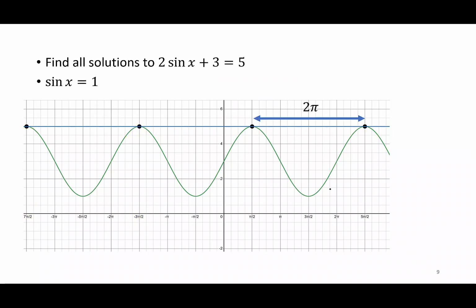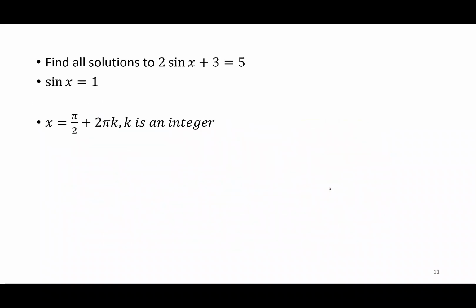The distance between the pi over 2 and 5 pi over 2 is 2 pi, which is the period for sine. That's the same distance that I have from pi over 2 to negative 3 pi over 2, and from negative 3 pi over 2 to negative 7 pi over 2. What this is showing me is that all of the solutions to the equation can be written as x is equal to pi over 2 plus 2 pi k, where k is an integer. That means k could be positive or negative, but we'll have infinitely many solutions to this equation when I don't restrict the domain.